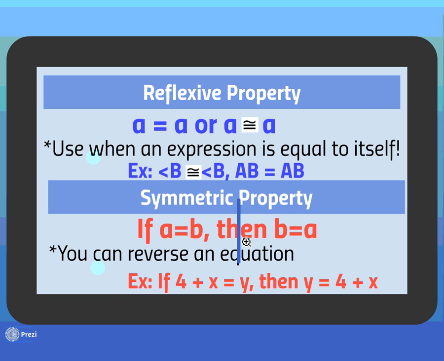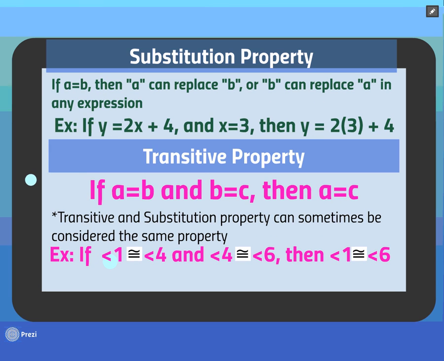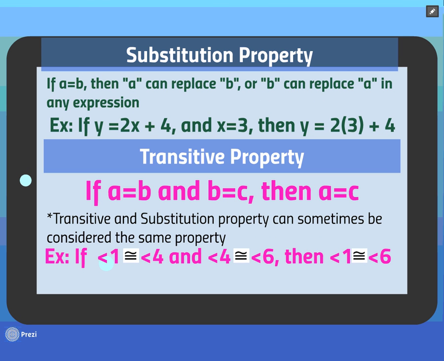So this has symmetry, but in its simplest explanation, all this is when you just reverse an equation around. If 4 plus x equals y, then I could reverse this: y equals 4 plus x. And again, if it helps to see that line of symmetry, I could flip this statement over the other statement, and it would line up or mirror itself. Pretty cool, right? I know. Let's keep going, though. The next property is called the substitution property.